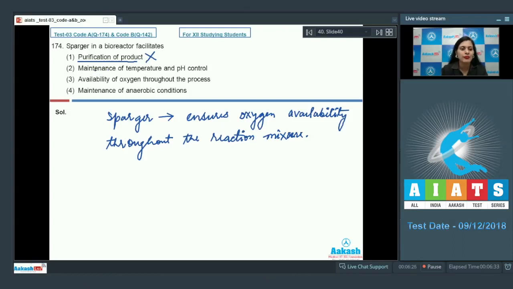The second option is maintenance of temperature and pH control. This is also incorrect. We have separate temperature as well as pH control systems in this bioreactor. The third option given is availability of oxygen throughout the process, which is the correct answer to our question. And the last option given is maintenance of anaerobic conditions, and this is an incorrect option because it facilitates the maintenance of aerobic conditions throughout the reaction mixture. So the correct answer is option number 3. Let's discuss our next question.